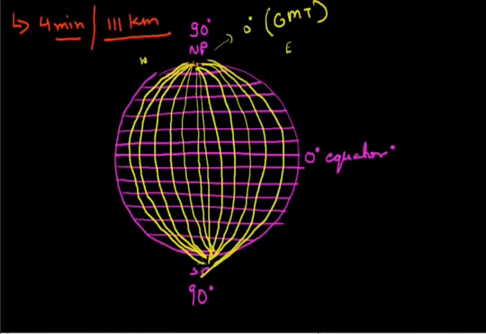Now these lines are called longitudinal lines. The total number of longitude lines is 180 lines. Just opposite of this is what we call the prime meridian line GMT.